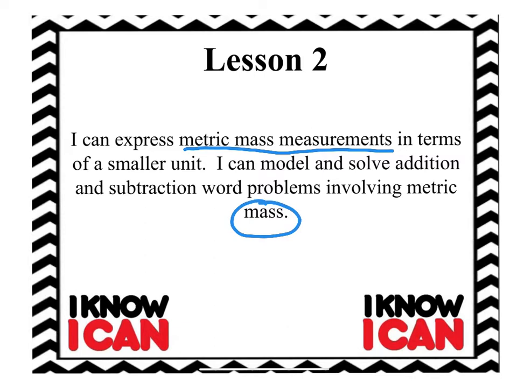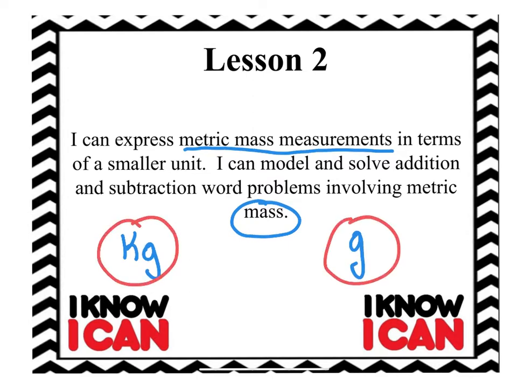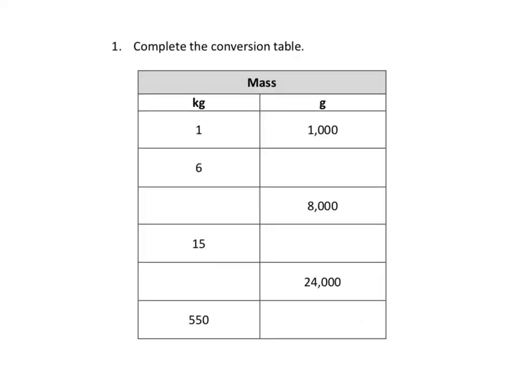And when we're talking about mass, we're talking about the weight, and we're going to be looking for words such as the units, kilograms and grams. So tonight, these are the two units that we'll be discussing and converting. All right, let's get started. Okay, so let's complete this conversion table. We know that 1 kilogram is equal to 1,000 grams.